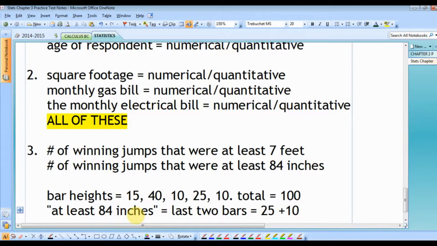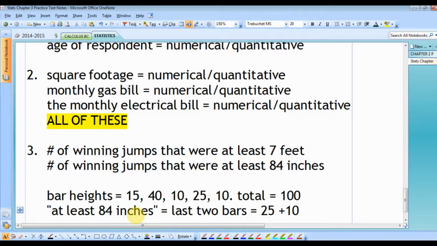But I'm confused. If it says at least 85 inches and the bars go from 80 to 85, how do you know that some of the ones in that bar aren't included? Do you just disregard that? Yeah, I think given the information that we have, that's our best guess.